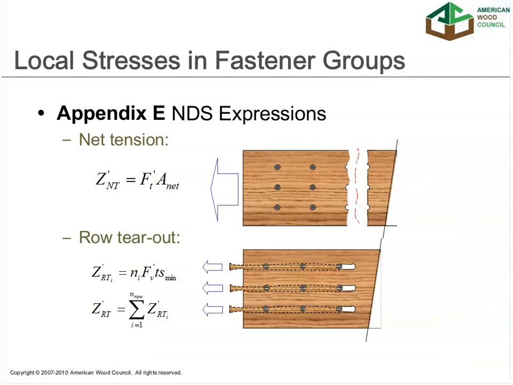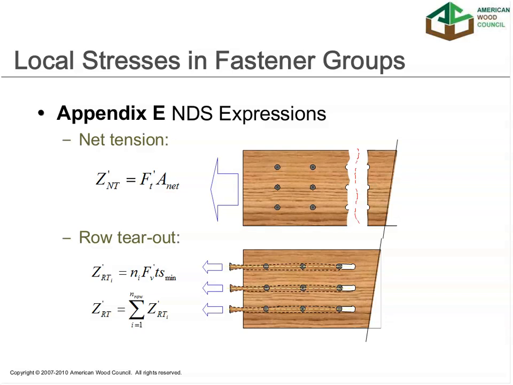So if you look specifically at the equations, there are three sets of equations in Appendix E that deal with this issue. The first being net section tension of the wood member. And as you see in the first drawing here at the top, in this area here, we've got tension through the wood member, and so that net tension check is what we're looking at with this equation, which is simply the tension value times the area.